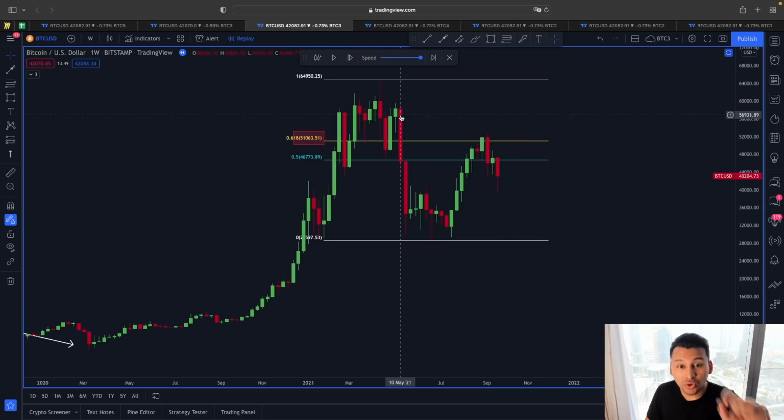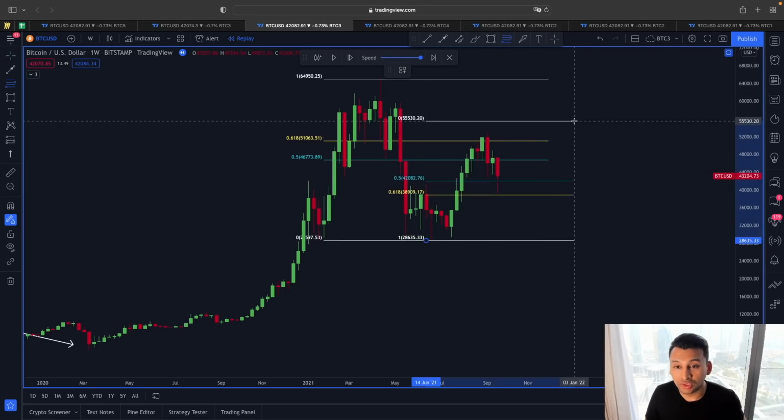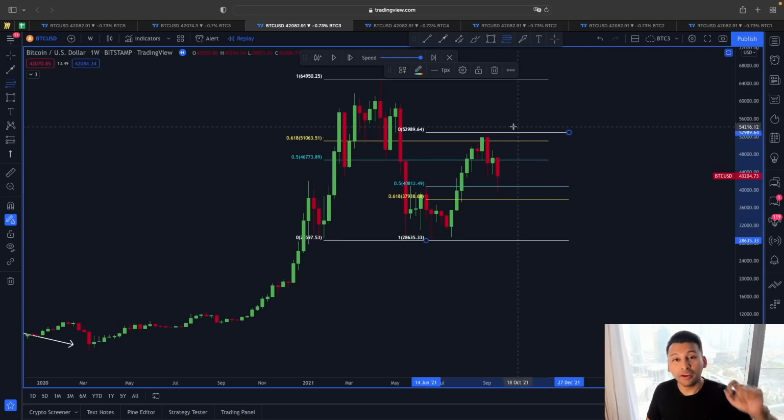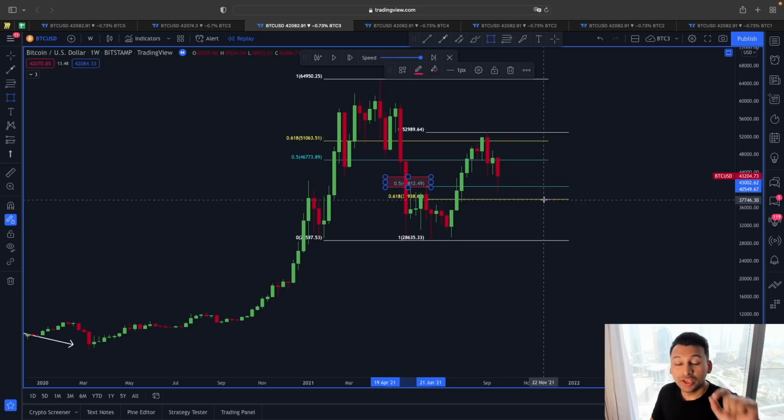Why? Because if you look at this price movement with a simple moving average from this low till this swing high, where did the price find support? The price found support exactly at this 0.5 Fibonacci retracement area.